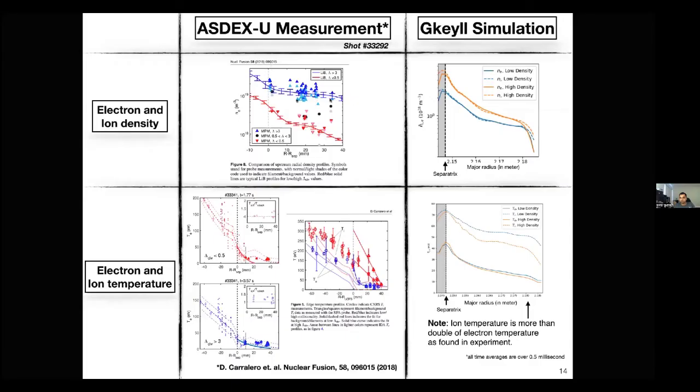These are the experimental measurements in the tokamak, and these are the numerical simulations. Of course, they are not one-on-one, it can't be. But roughly the orders of magnitude are close, both for electron density and ion density. These are the averaged profiles of electron and ion temperature. The numbers are close.